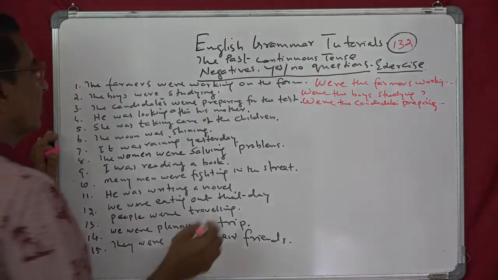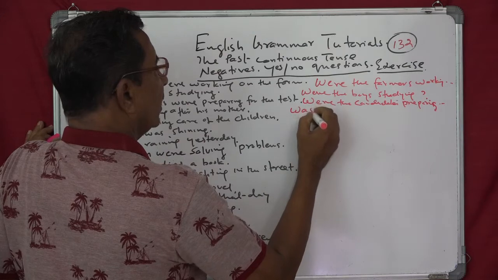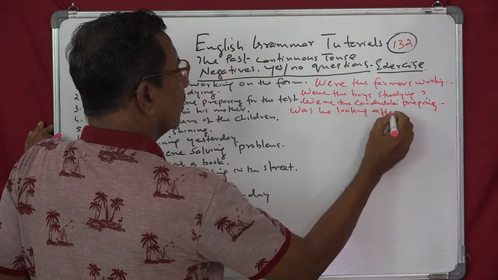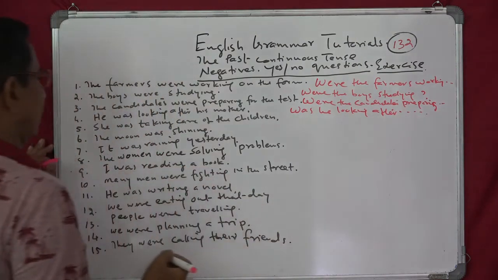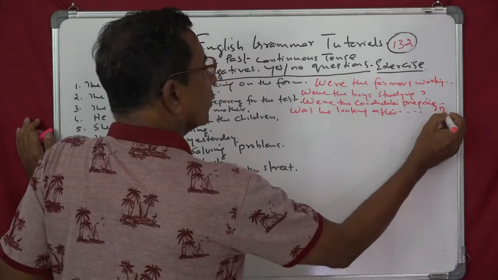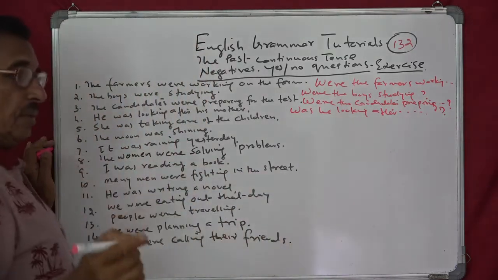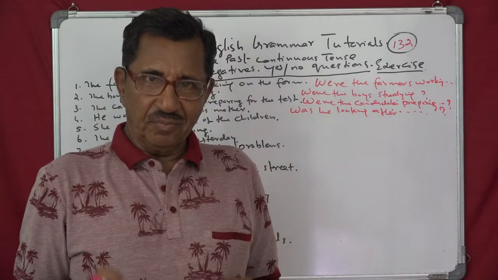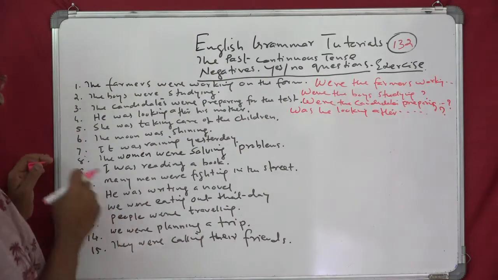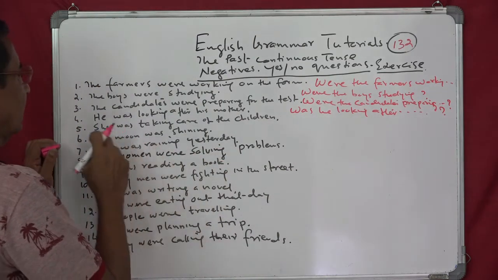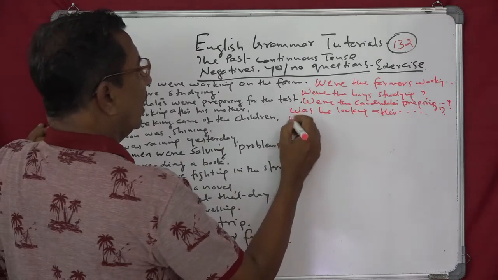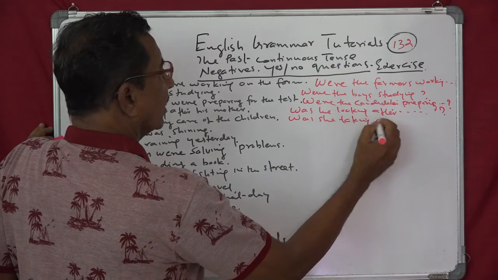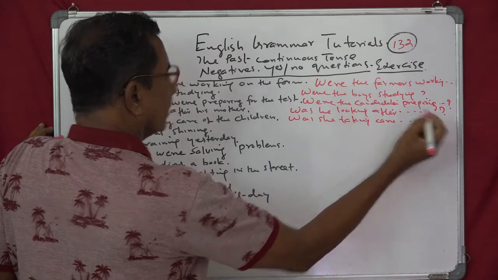He was looking after. Was he looking after? Was he looking after, etc.? There should be a question mark. A question should end with a question mark. Understand? Be very careful about that. Yes. Now, she was taking care. Was she taking care? Was she taking care, etc.